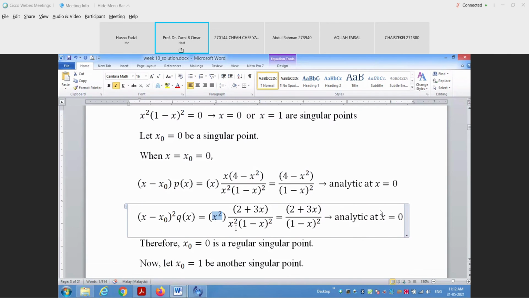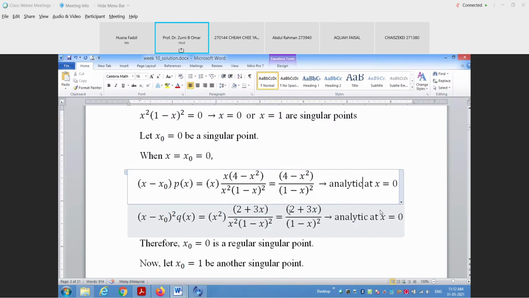And then this x squared and x squared cancel out. So we have (2 plus 3x) over (1 minus x squared). Now to determine whether it's regular or irregular, we replace x equal to 0 here. So 1 minus 0 is equal to 1, and 4 minus 0 is equal to 4. 4 over 1 is equal to 4. So we have some value here, which is equal to 4.